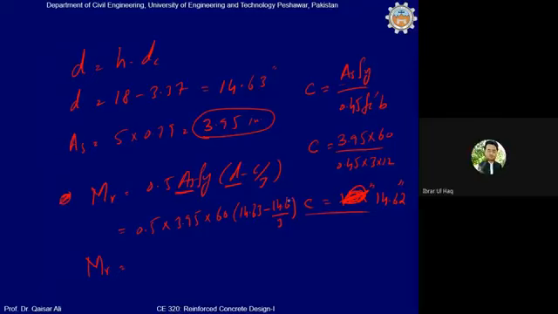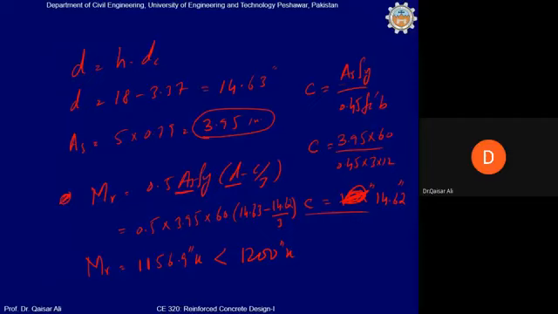Double 156.9 inch-kips. And what is the demand? Demand, do you remember? 1200. Demand is 1200 inch-kips. So the capacity is slightly less than the demand.